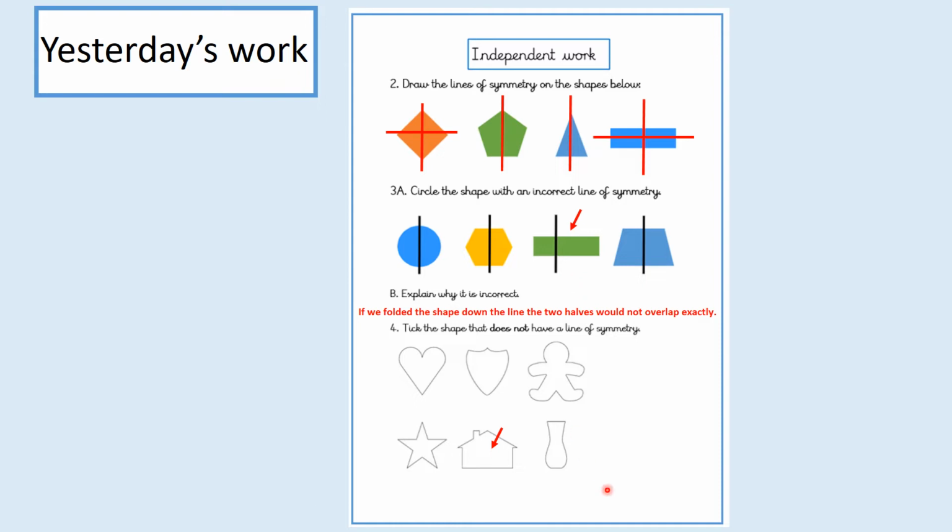Question 4, tick the shape that does not have a line of symmetry. We should have ticked this house shape here because even if we drew a line down the middle here, this side wouldn't overlap exactly with this side. Well done.